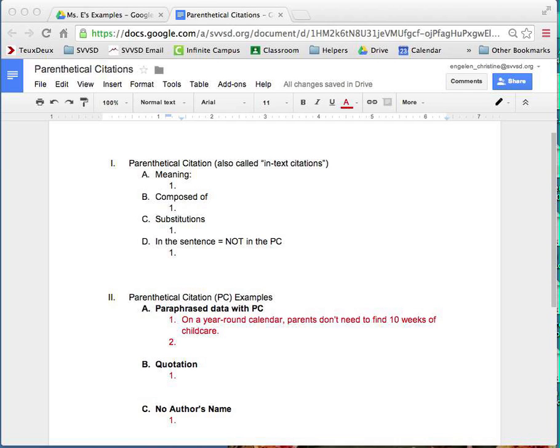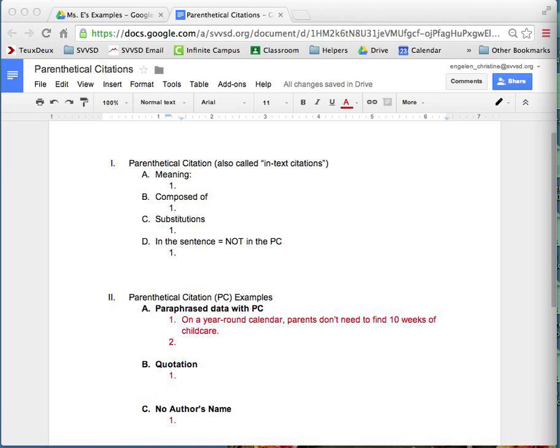All right, a parenthetical citation is also called an in-text citation because it occurs in the text of your paper, as opposed to a footnote, which in some styles occurs in a big list at the end of your paper. So we don't do footnotes in MLA, we do in-text citations. Every time that you use a fact from a source, it has to be cited. This is how you avoid plagiarism. You have to give credit for every single fact that you use in your paper that comes from another source.